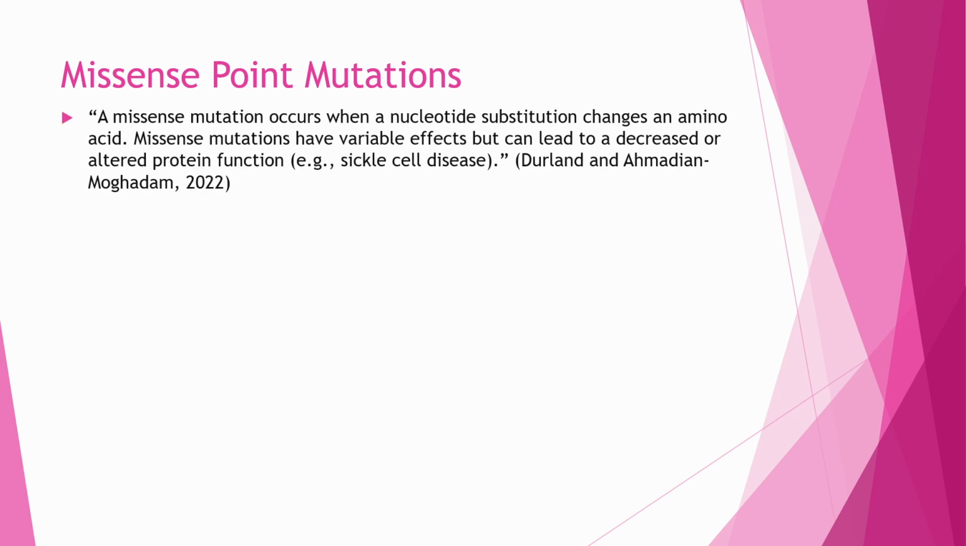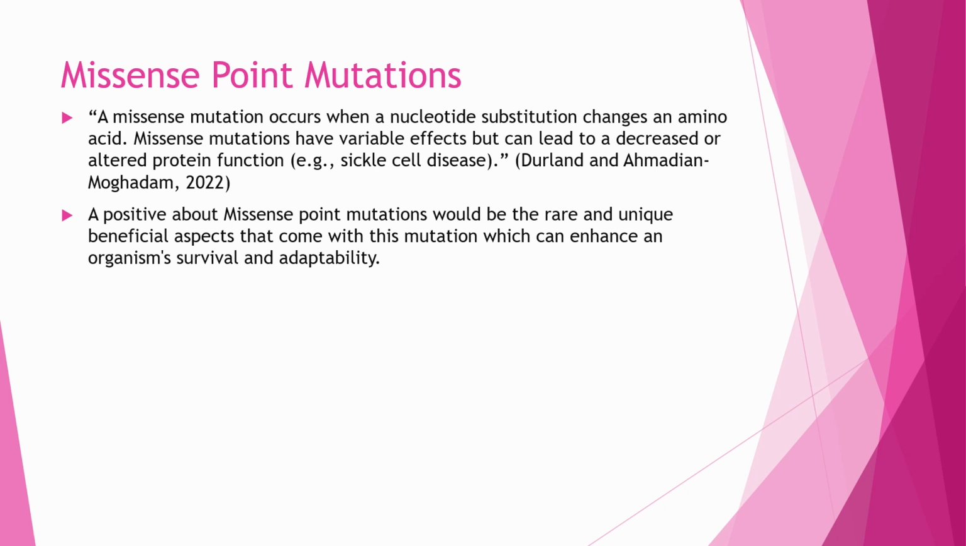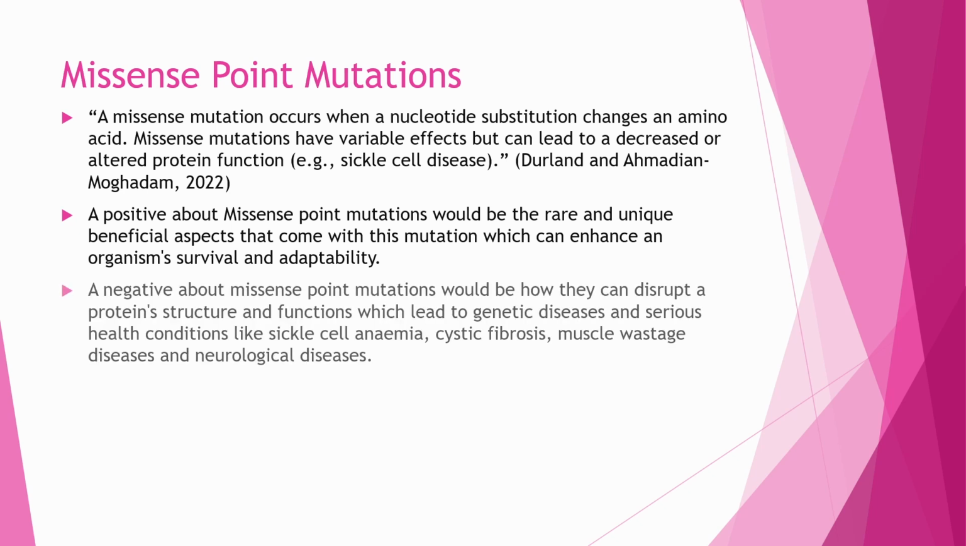So within missense point mutations, they occur when a nucleotide substitution changes an amino acid. Missense mutations have variable effects but can lead to a decreased or altered protein function. Positive about this would be the rare and unique beneficial aspects that come with this mutation, which can enhance an organism's survival and adaptability. But a negative would be how they can disrupt the protein structures and functions, which can lead to genetic diseases and serious health conditions, like sickle cell anemia, cystic fibrosis, muscle wastage disease, and neurological diseases.